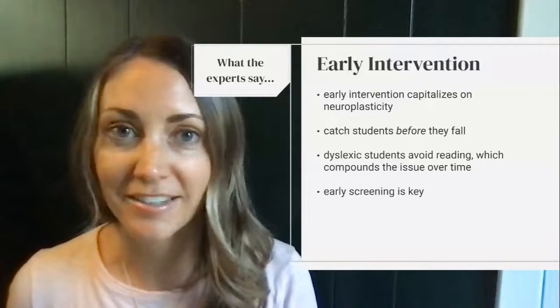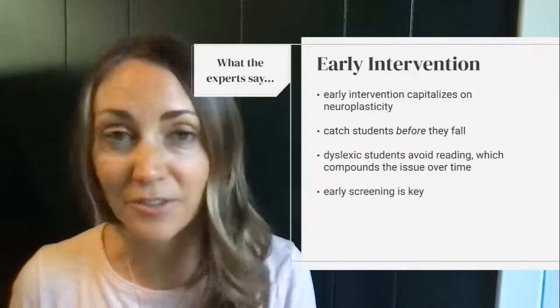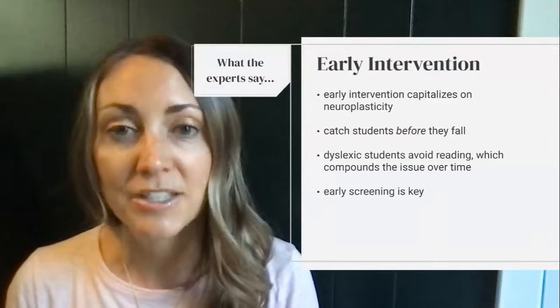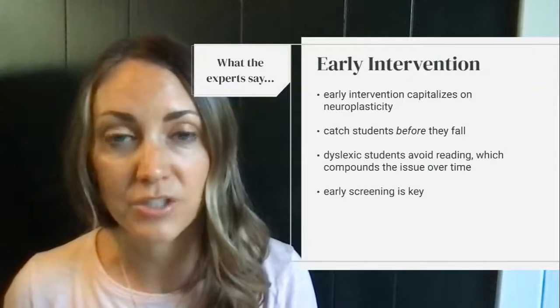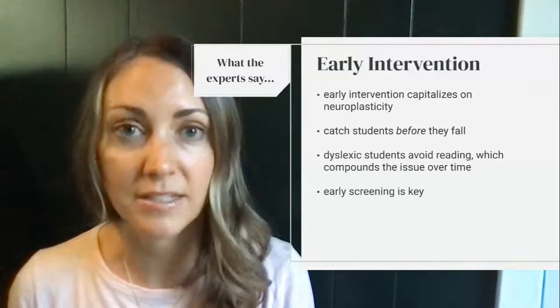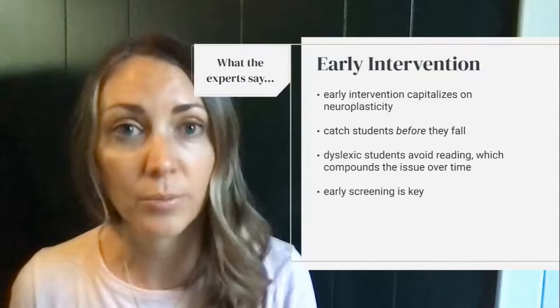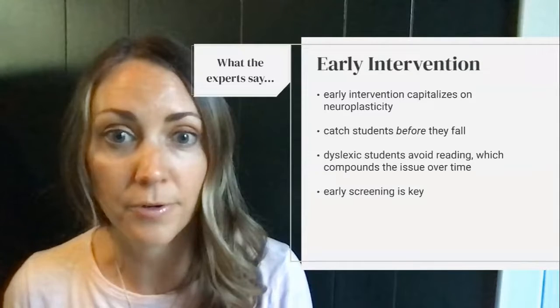So, young kids, as I'm sure we all have seen, they're just like little sponges and they can be very resilient and adaptive. So, when you do early intervention, you capitalize on that neuroplasticity by building new connections earlier on when their brains are just quite a bit more malleable.